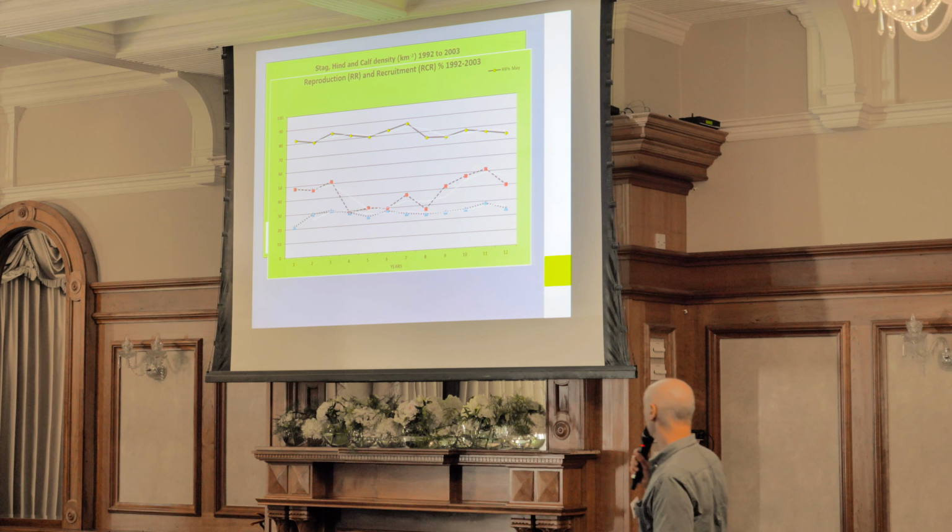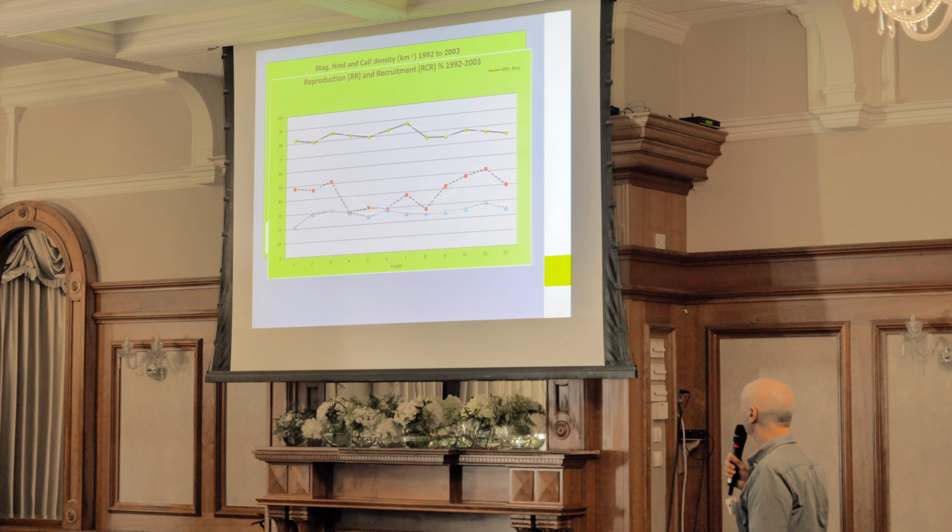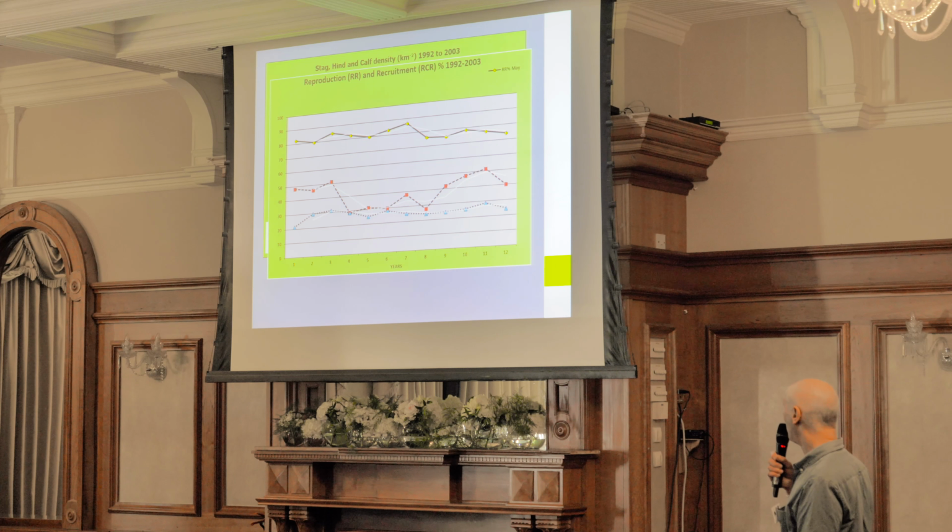And this shows the reproductive and recruitment rates that I was talking about earlier. The top line is the percentage of females pregnant in the population. And that averaged around 80% for almost the entire 12 years. It started to drop off in the final couple of years, which was fairly well expected.